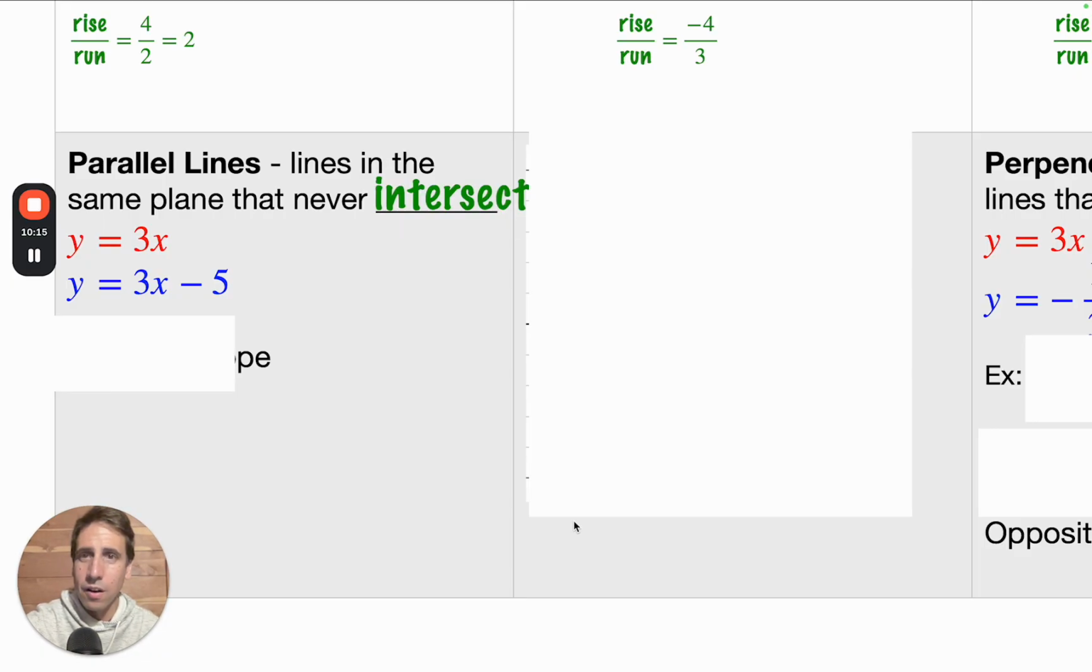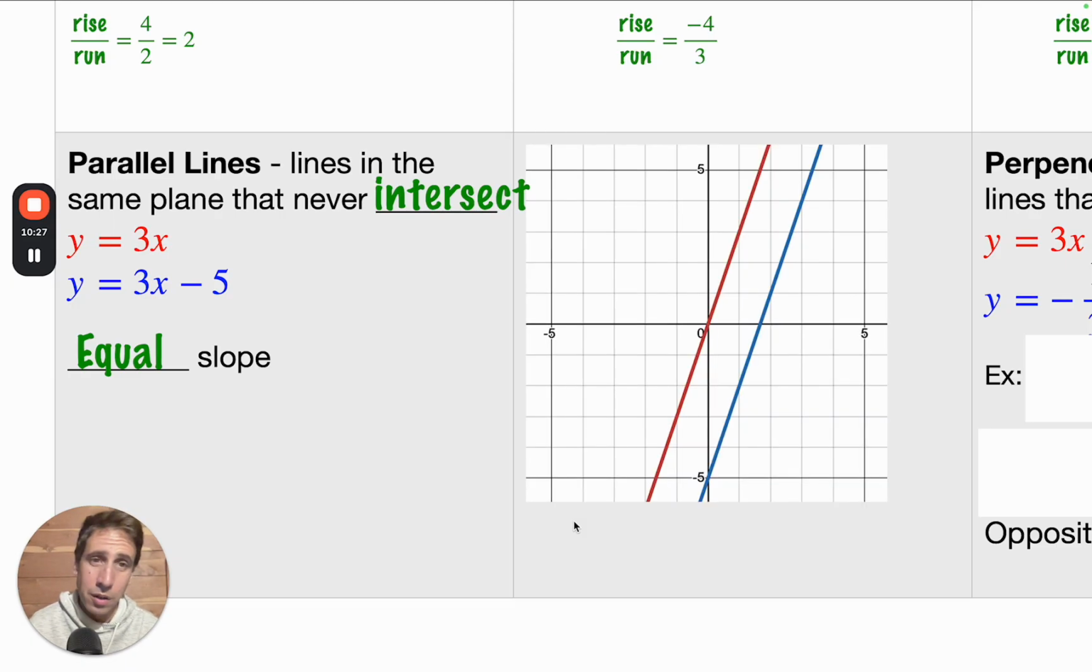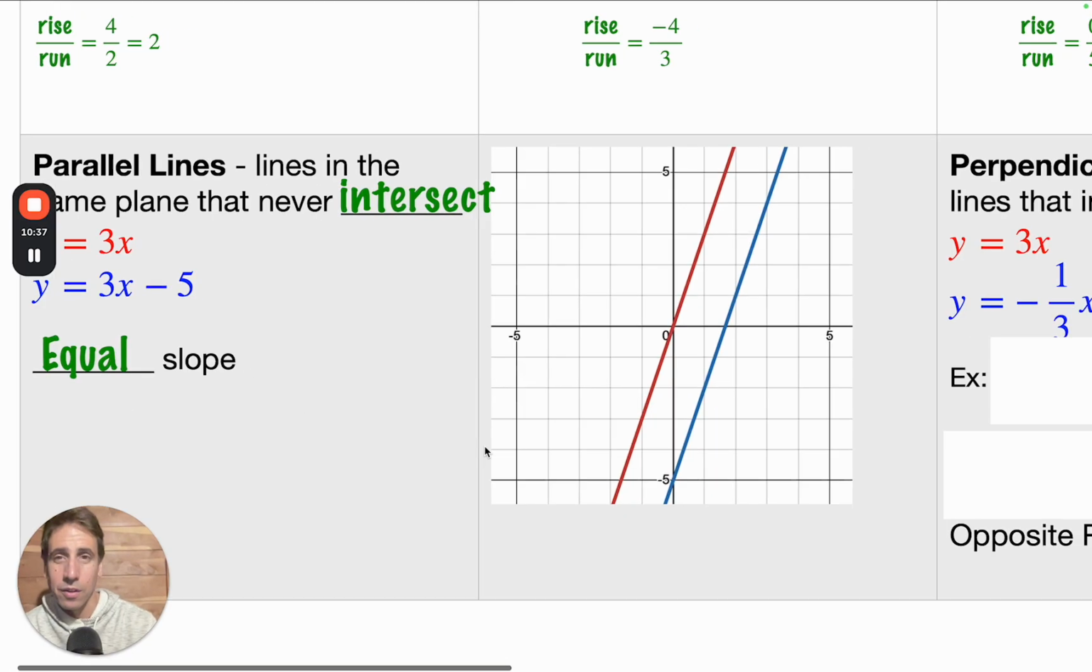Parallel lines are lines in the same plane that never intersect. So, for example, if you were to graph y equals 3x and y equals 3x minus 5, notice they have an equal slope. They both have the slope of 3. You graph them, and this is what it looks like. And then you've got those train tracks. It's parallel. You can follow that graph up and down forever, and they'll never intersect. That's because they have an equal slope. So that's easy to spot.